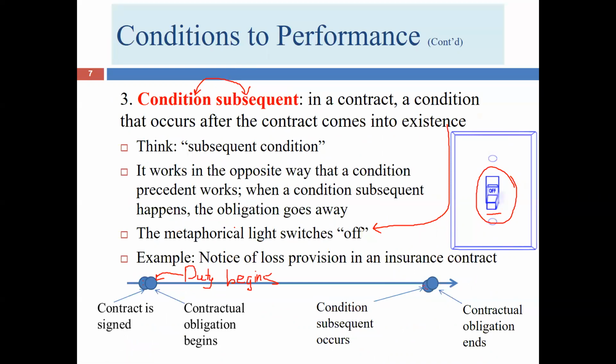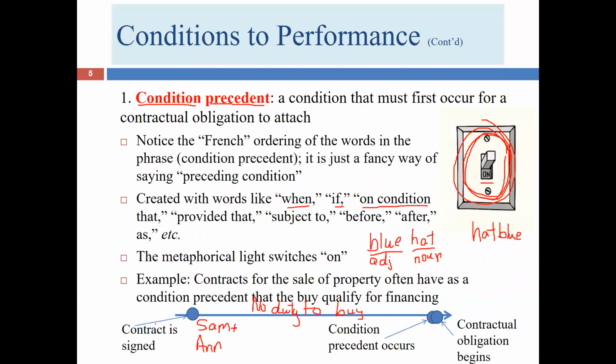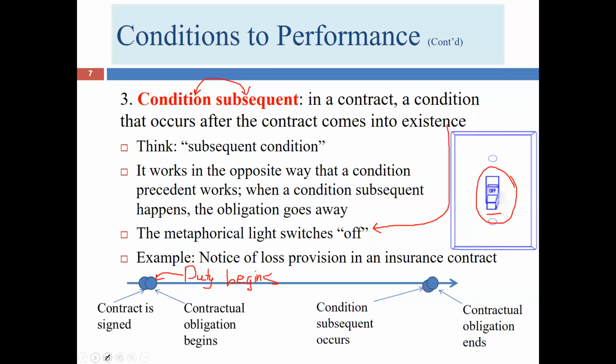You can have both in a contract. So we could stack these two and have no duty, and then the condition precedent happens, so then the duty begins, but then the condition subsequent, let me fast forward here, the condition subsequent happens and the duty ends. So it's not that you can only have one condition precedent or one condition subsequent. You could have multiple conditions precedent and multiple conditions subsequent.